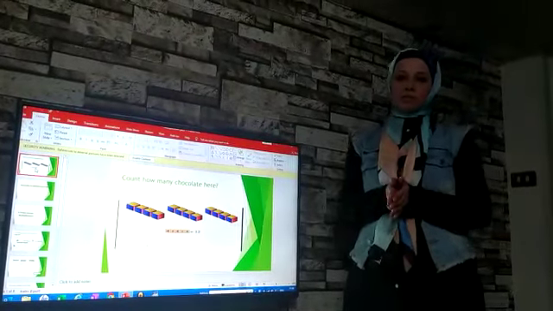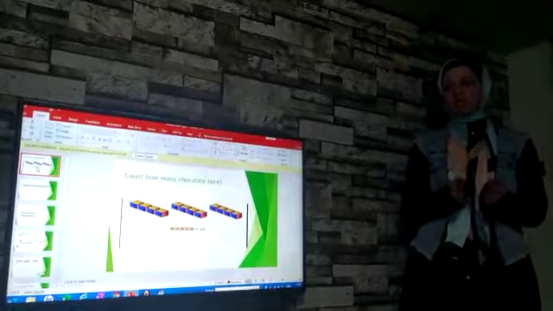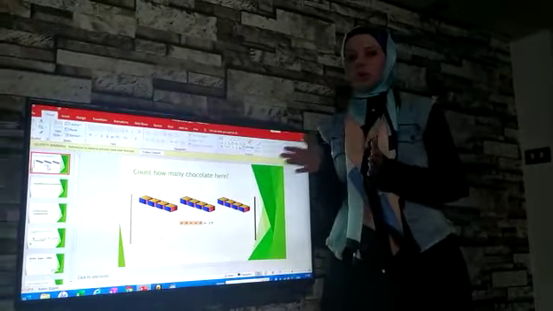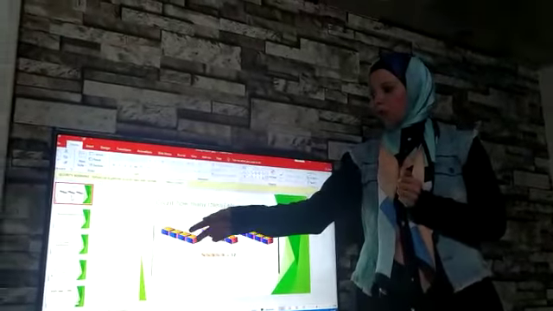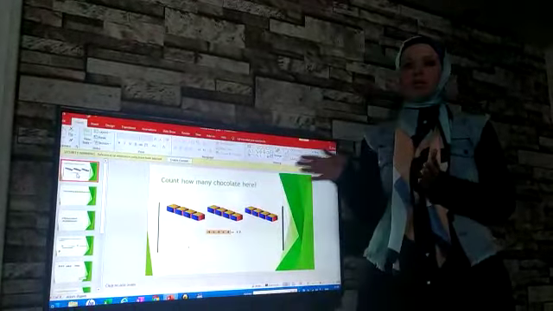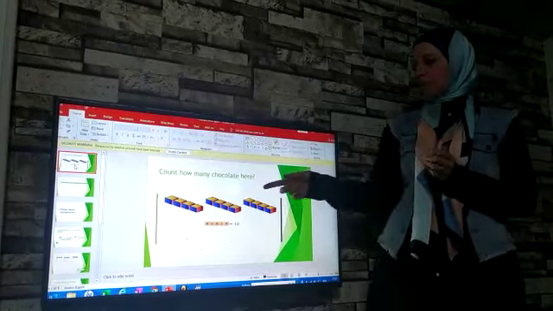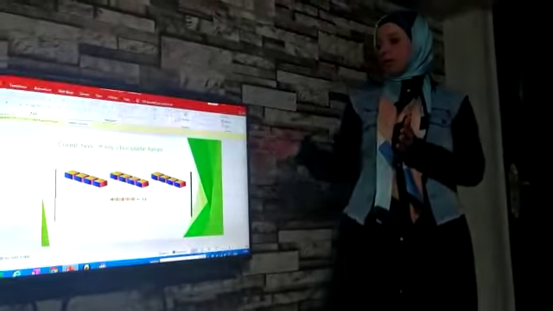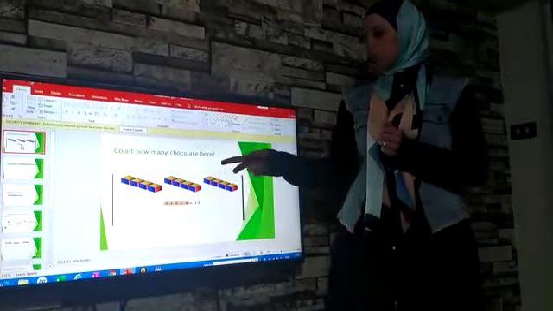Today we'll have a new lesson. First of all, let's count them together. How many bars of chocolate are here in each group? We have here 1, 2, 3, 4. So I will write 4. And in the other group we have 1, 2, 3, 4. So I will write 4. And in the last group we have 1, 2, 3, 4.